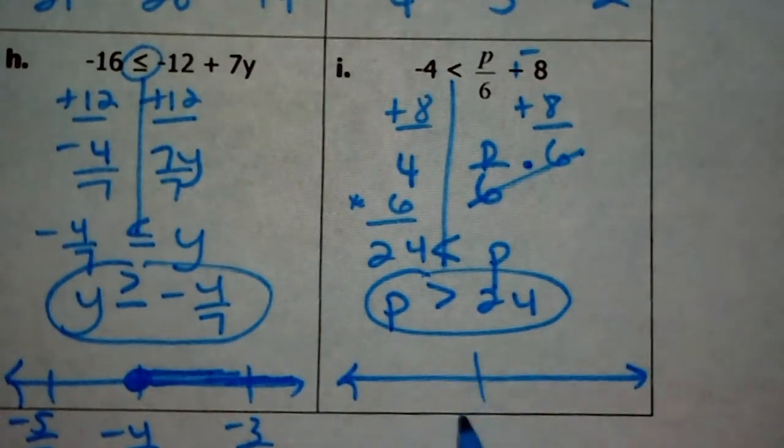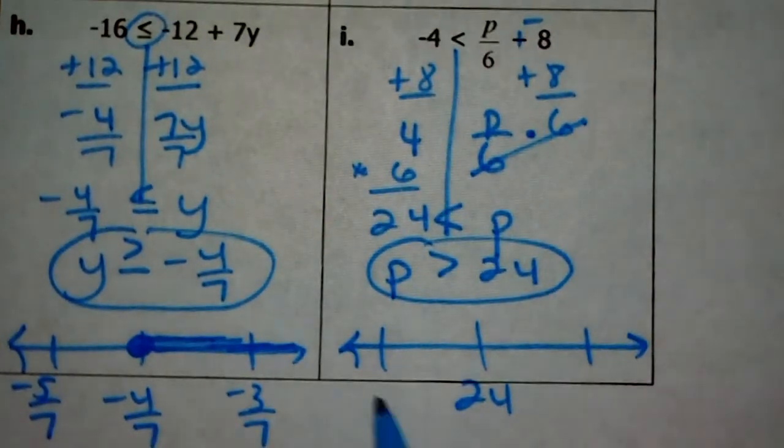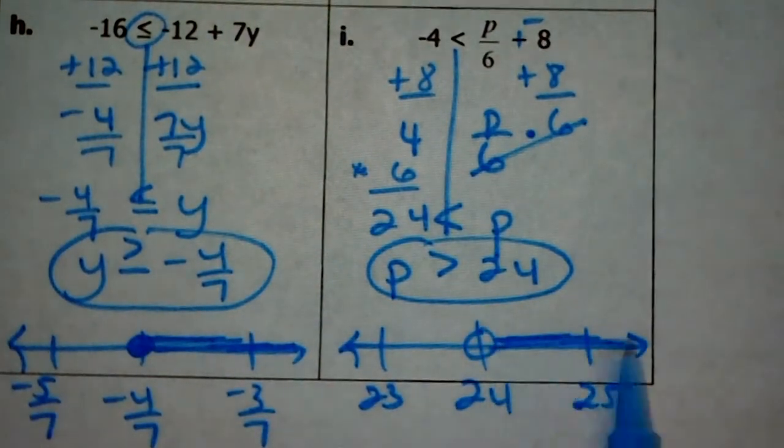Draw our line. 24 is in the center. It's a +24, yay. So that means I can put a 23 to the left and a 25 to the right. Greater than means it can't be 24. It can only be values that are greater.